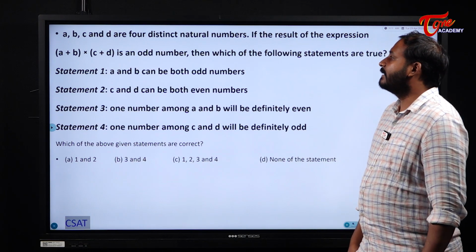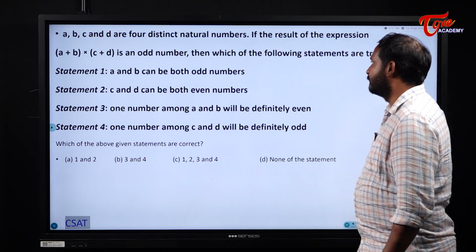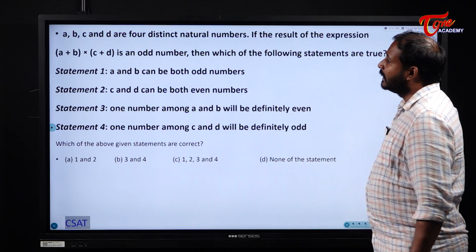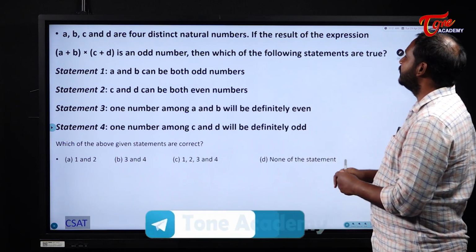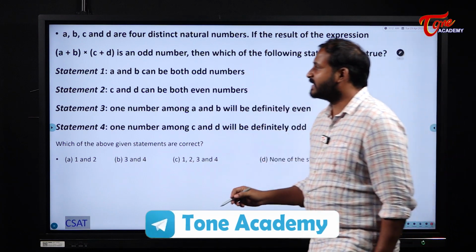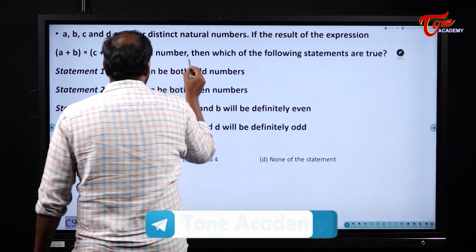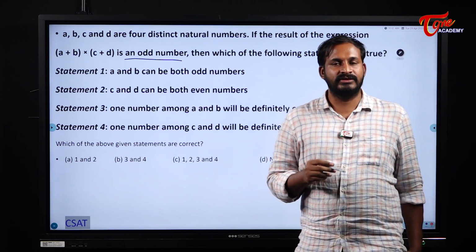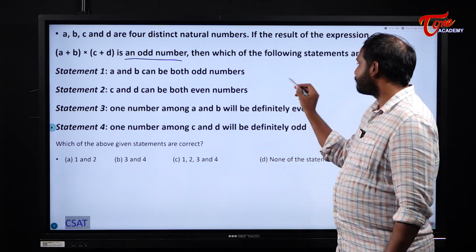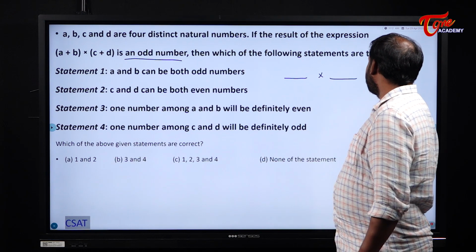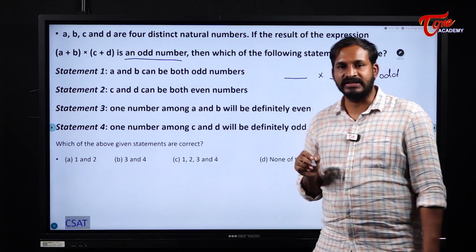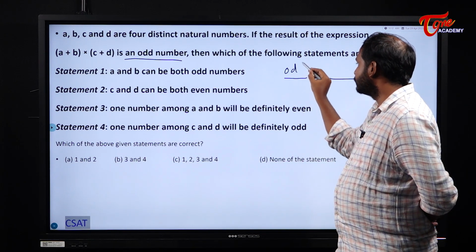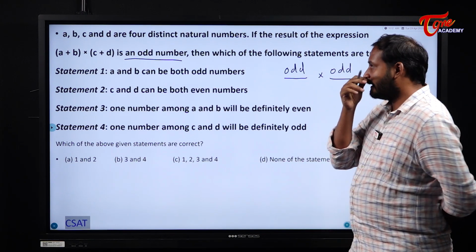Next one. A, B, C, D are 4 distinct natural numbers. If the result of the expression (A plus B) into (C plus D) is an odd number. Now tell me, students, one thing. By multiplying which 2 numbers will you get the product as odd? To get a product as odd, what numbers should I multiply? In general, I should multiply odd with odd. Then only I will get the value as odd.